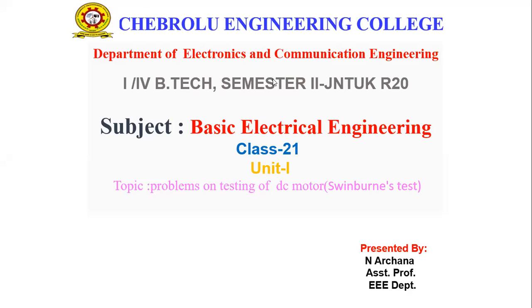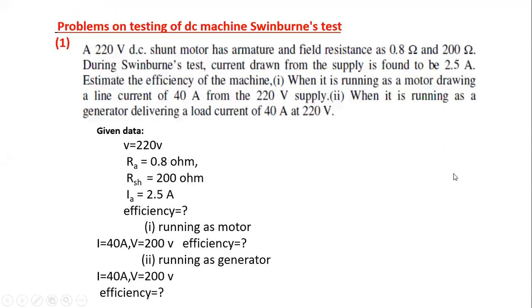Today we are going to discuss problems on testing of a DC machine. In the previous class, we already discussed the problem related to the Swinburne's test on a DC machine. This is the continuation class for the previous class. Due to a network problem, the previous class got disconnected.